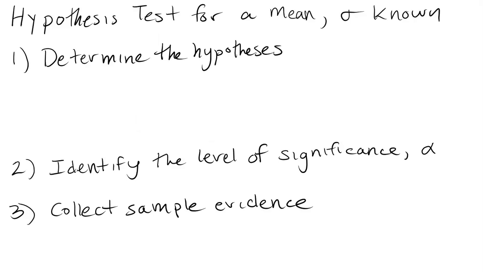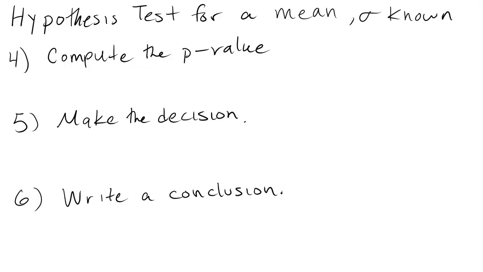We've laid out a 6-step procedure for a hypothesis test. Step 1 is to determine the hypotheses. Step 2, we identify the level of significance, which we denote by alpha. Step 3, we collect a sample and get some evidence from that, some statistics. Step 4, we compute the p-value. We compare that p-value to alpha to make the decision, and then we write a conclusion in plain language so that anyone could understand the results of our test.